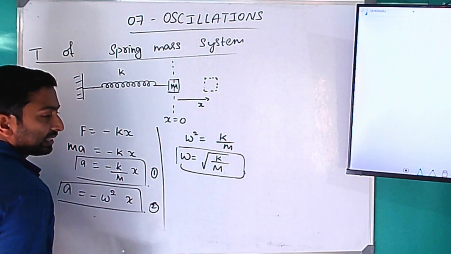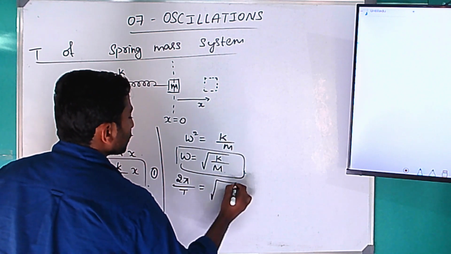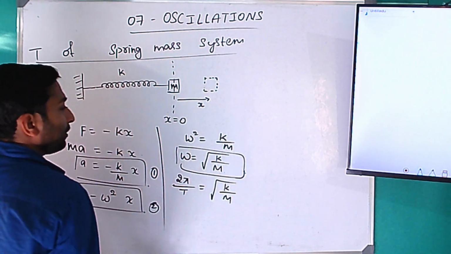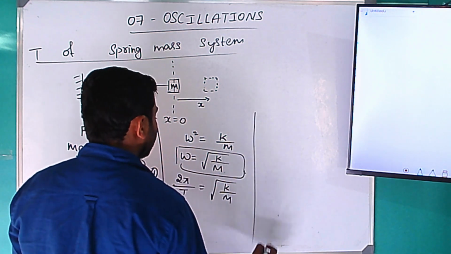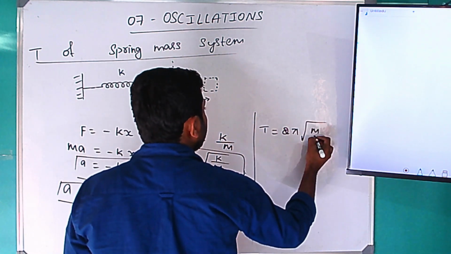Again we have omega is equal to 2 pi by capital T. So 2 pi by capital T is equal to square root of k by m. Now from this equation I can rewrite this as T is equal to 2 pi square root of m divided by k.